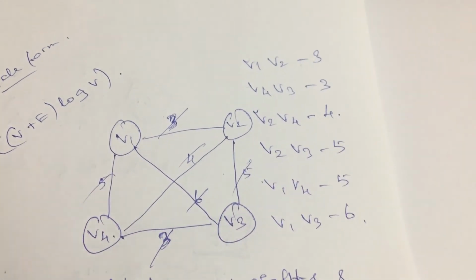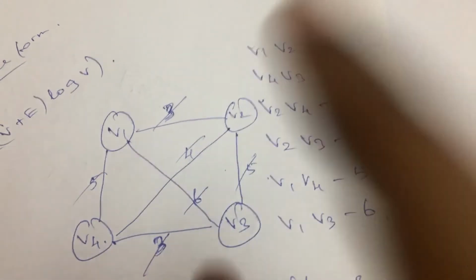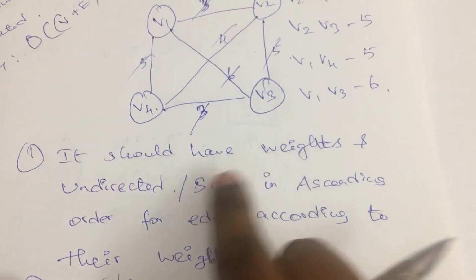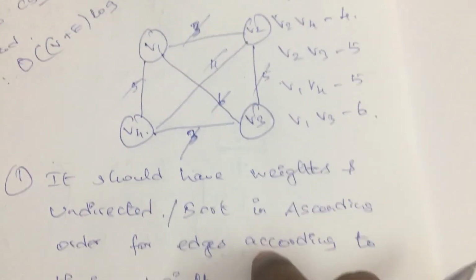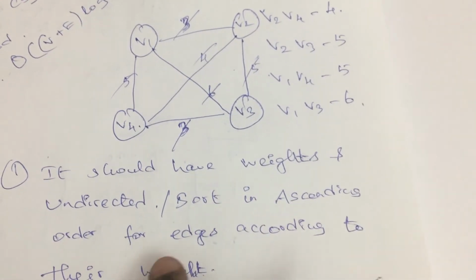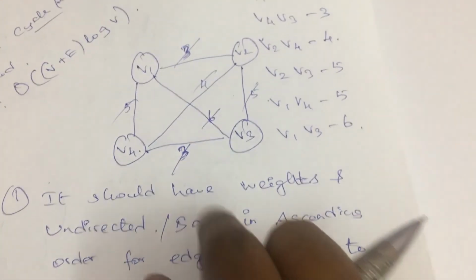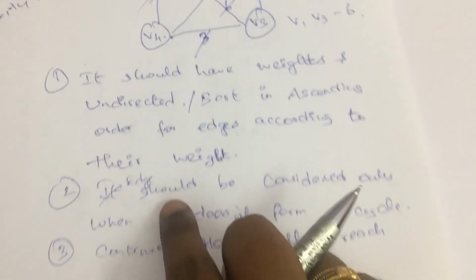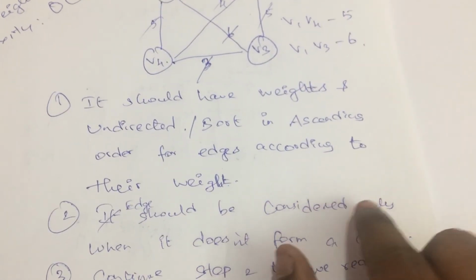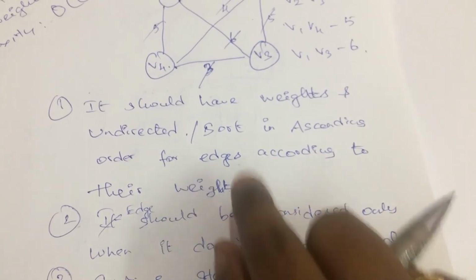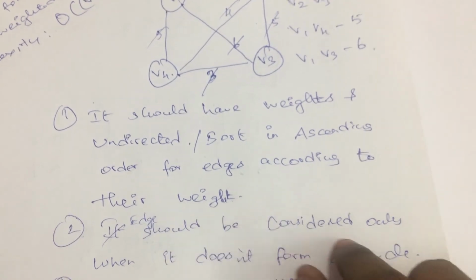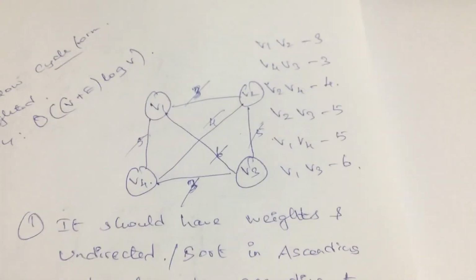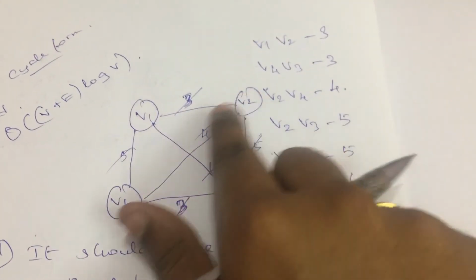Now I guess you can understand the logic entirely. We have just done the first case: it should have weights and be undirected. Yes, the condition is satisfied. Then sort the edges in ascending order according to their weight. The edges are sorted in ascending order. The second step is that an edge should be considered only when it doesn't form a cycle, and continue step 2 till we reach v minus 1 edges.